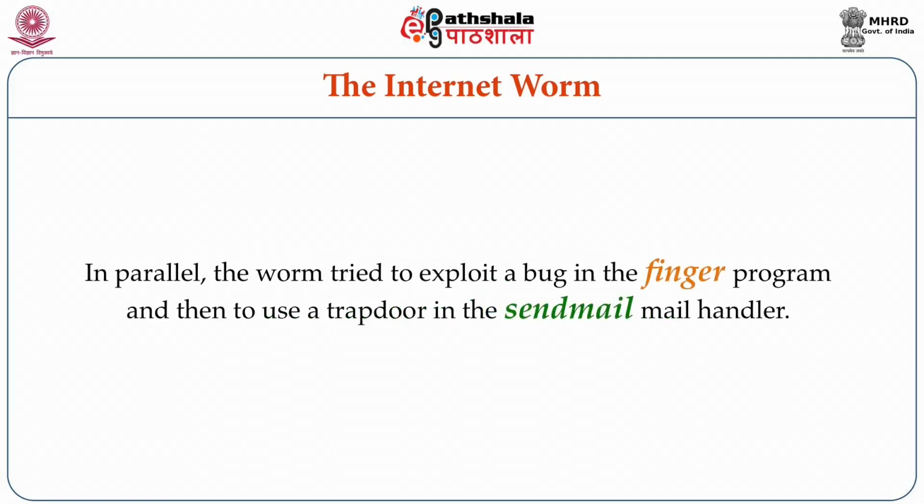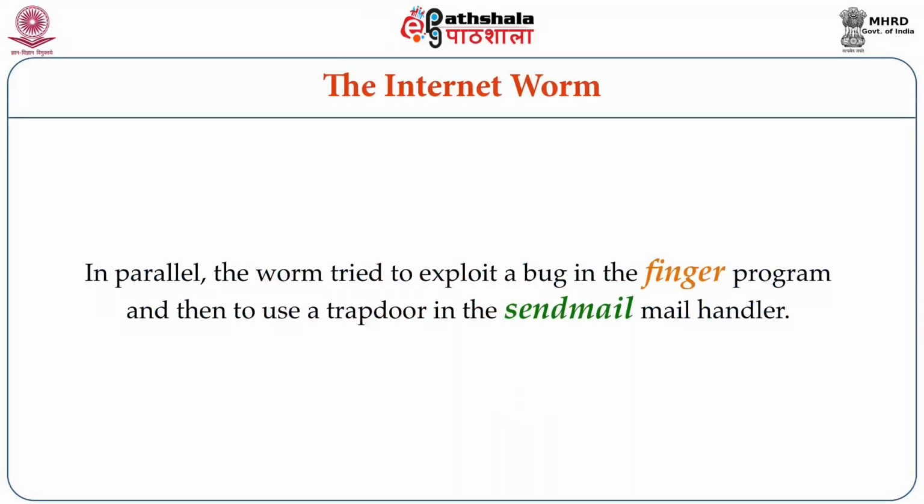This internet worm first tried to find user accounts to invade on the target machine with a Unix platform. In parallel, the worm tried to exploit a bug in the Finger program. Finger is a program that is used to talk to another machine on a Unix platform. Then it tried to find a trapdoor in the sendmail header.